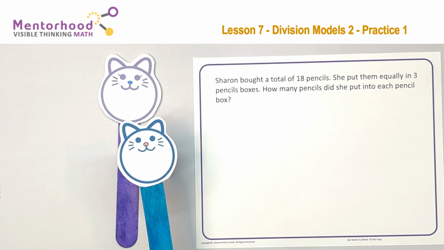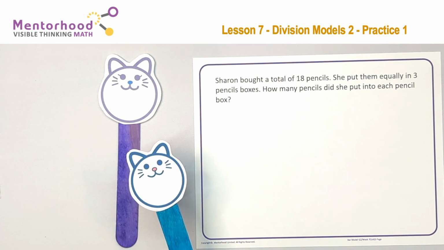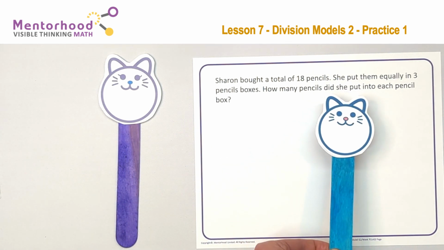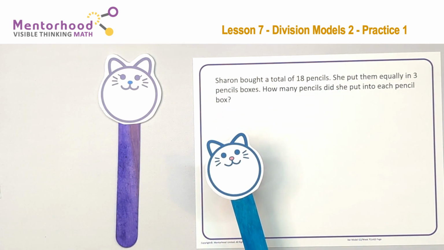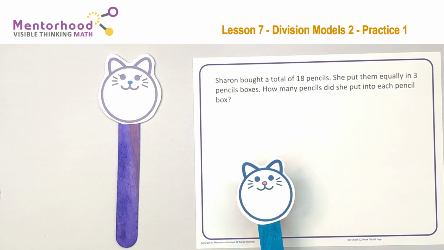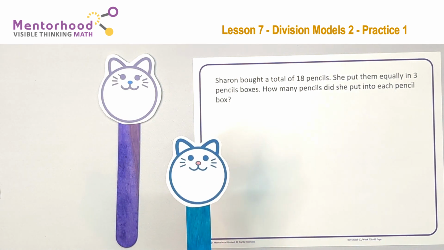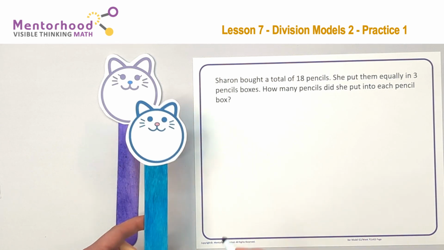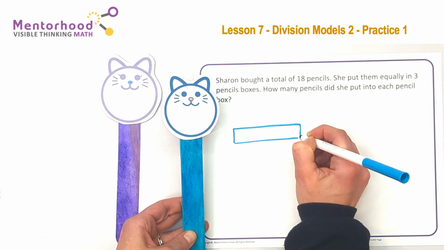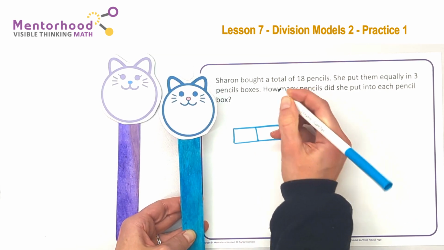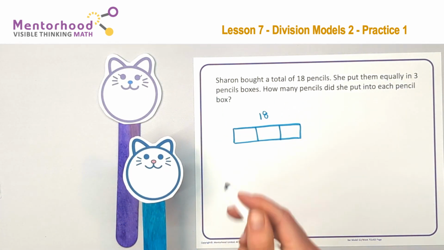Now, do we know how many are in each group, or do we know how many groups there are? Let's take another look. She put them equally in 3 pencil boxes. Do we know how many boxes there are, or how many are in each box? We know that there's 3 boxes. That's right. So let's write out our bar model. 18 is her total, and she put them into 3 boxes.